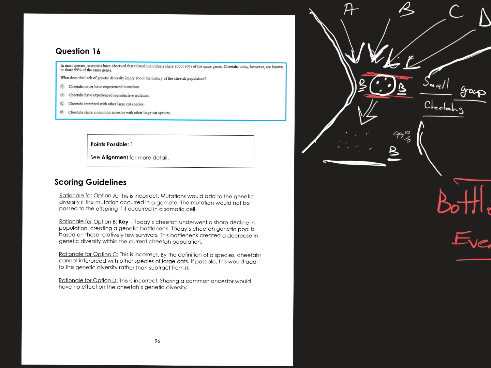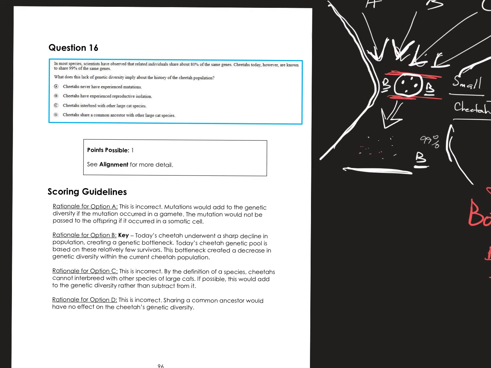And again, we're talking alleles. I don't like that they use genes, because obviously, I hope it's obvious that a species shares all their genes, just different alleles. So what does the lack of diversity tell you? Cheetahs never experience mutations? Well, that's silly. Everything that lives has mutations. In fact, that's why they're not 100% the same, right? If they had no mutations, they'd be 100% the same. They're not clones created by some aliens.